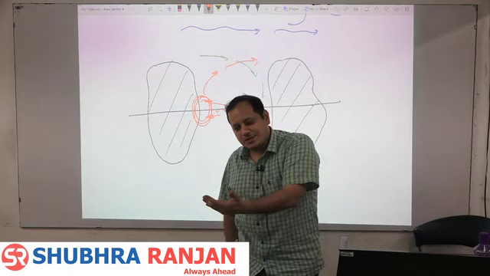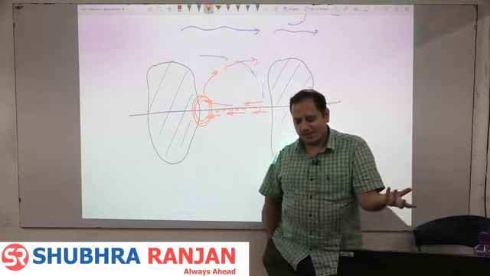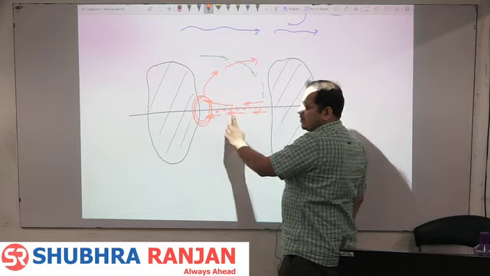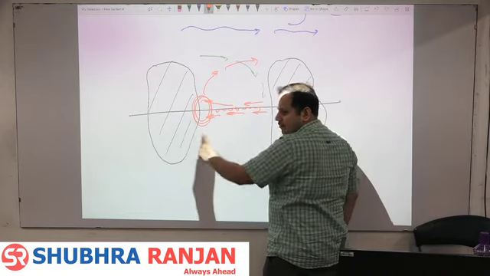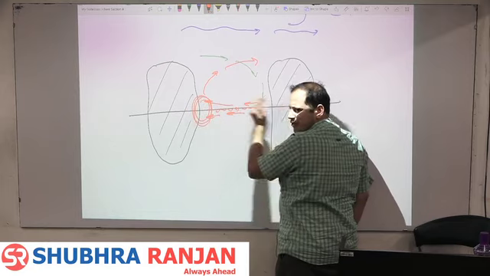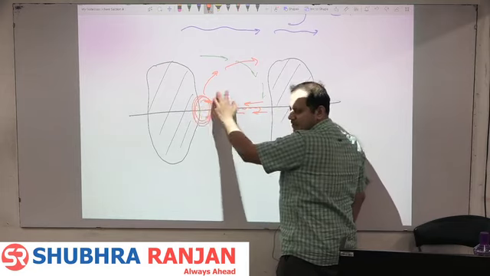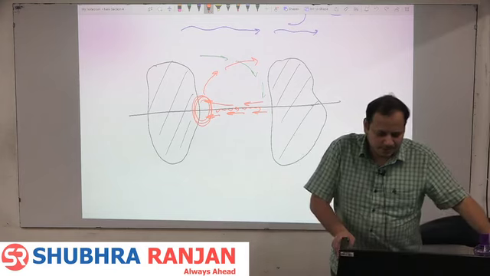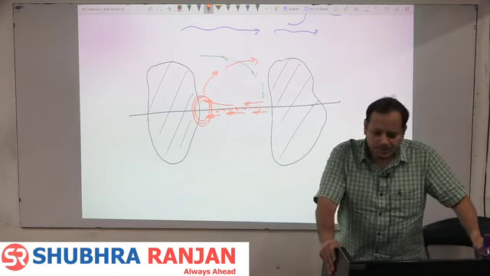Western boundary intensification means that the convergence of the north and south equatorial currents will result in piling up of water here, which will cause the counter equatorial current to flow back. This is what is known as the western boundary intensification. Getting it? Any doubts?